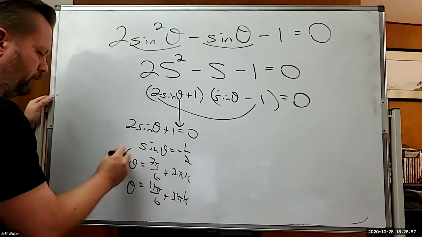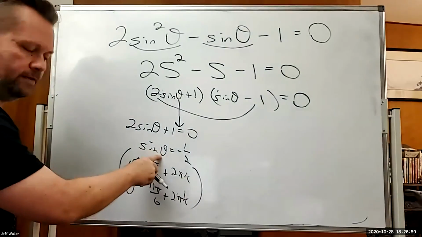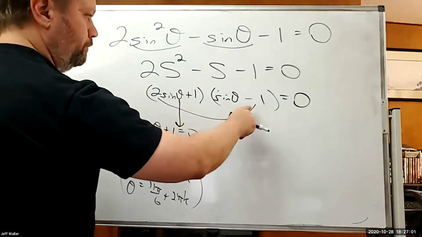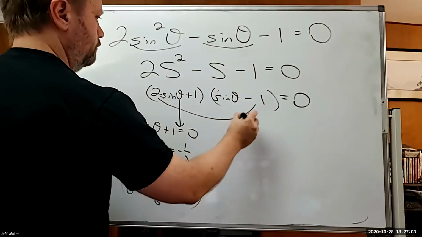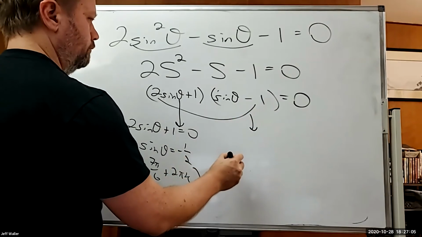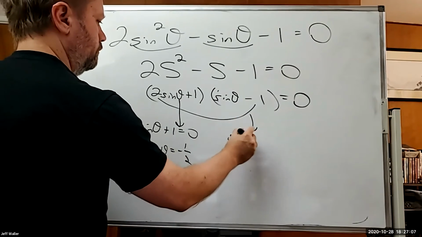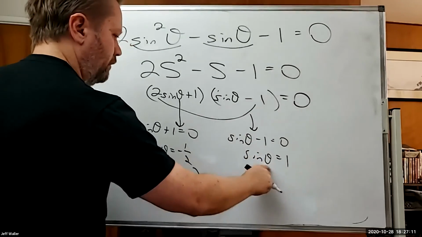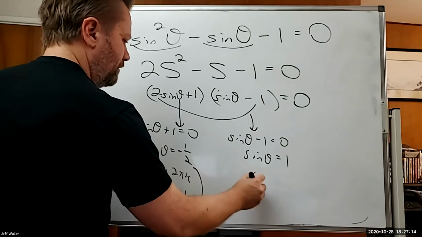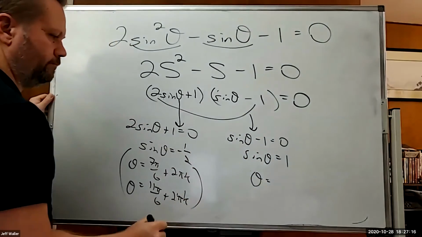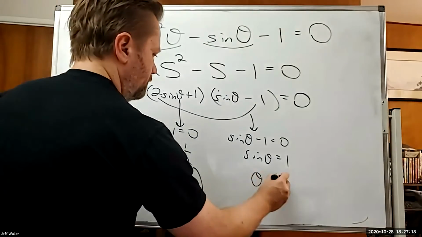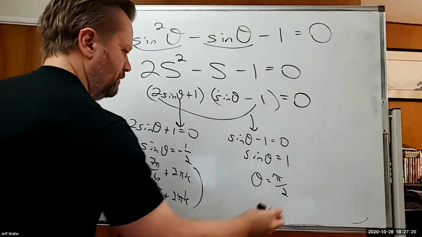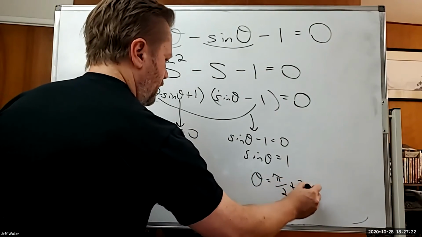Is everybody with me? We just did that exact equation. What do I get over here? Sine of theta equals 1. And where's sine theta equal 1? Pi over 2, right? Yeah, pi over 2. And that's it, right? So then I have to add 2 pi k to that.